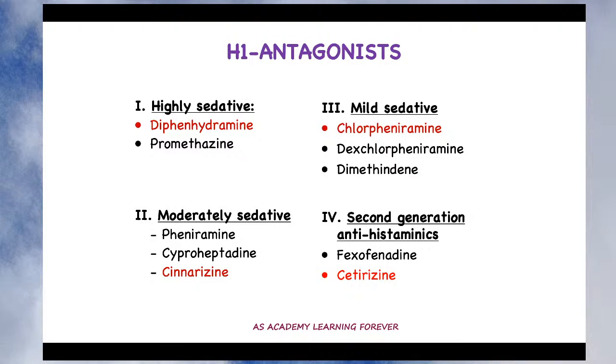Okay, so to revise, conventional antihistaminics are those drugs which have a central nervous system effect, and they produce sedation in the CNS, right? Second generation antihistaminics are those drugs which do not have a CNS effect, right? And based on CNS inhibition, the conventional antihistaminic drugs are classified into three categories. One is highly sedative, for example diphenhydramine and promethazine. Second category is moderately sedative, for example pheniramine, cyproheptadine and cinnarizine. Third category is mildly sedative, for example chlorpheniramine, dexchlorpheniramine and dimethindene.